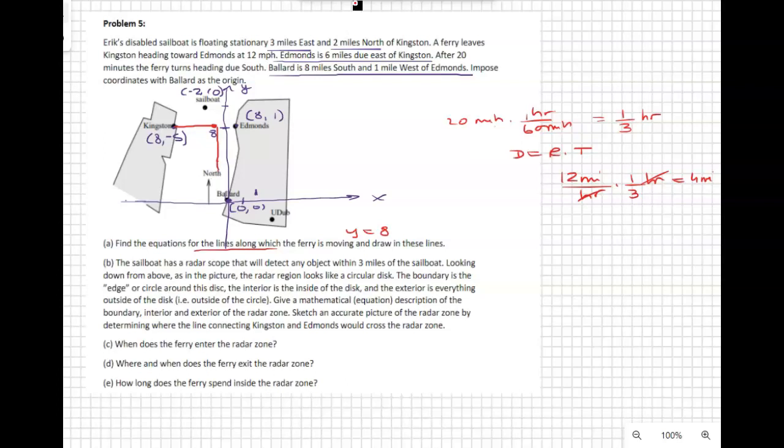Okay, so it's going this way. So this is the line y equals 8, and it goes 4 miles. It's turning, going south. So this is along x equals -1. Alright, so these are the lines of the ferry.